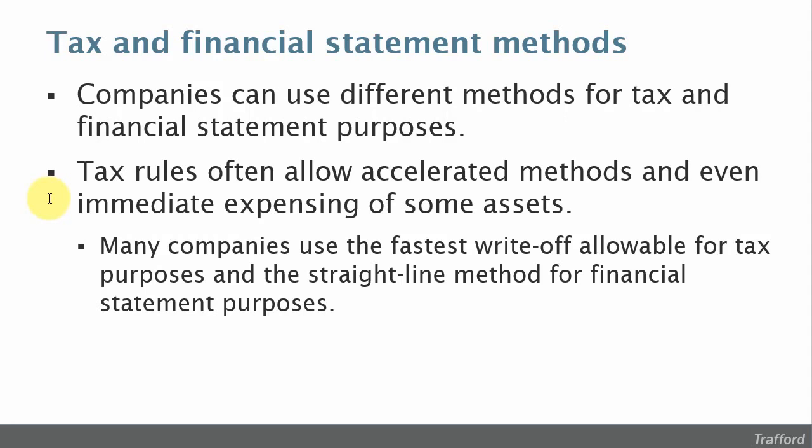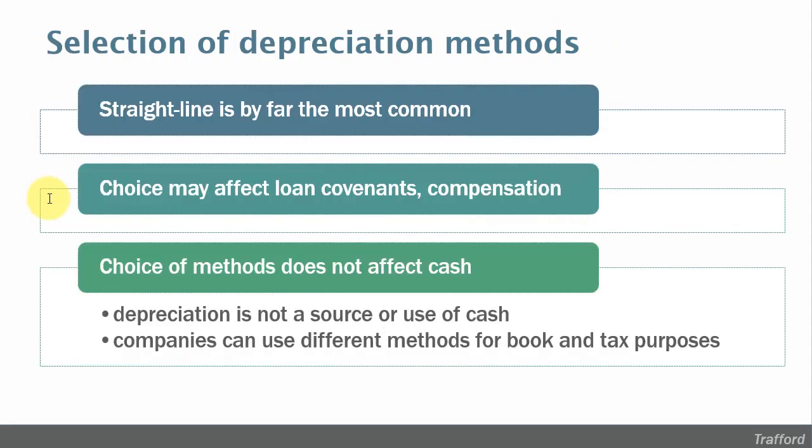And finally, a quick review of why a company might choose one depreciation method for financial reporting purposes over another. As we've said, straight line is generally preferred just because it's so simple. The choice of a depreciation method might affect things like loan covenants, because often loan covenants require certain financial statement ratios or certain levels of net income. And the choice might also affect things like compensation if your compensation agreements are based on financial reporting net income.